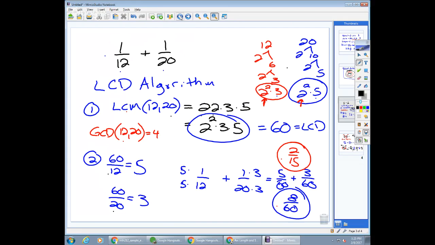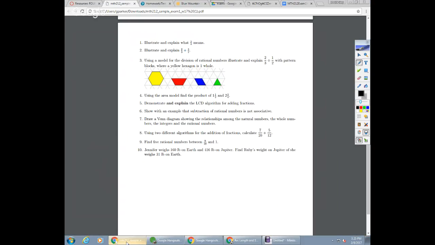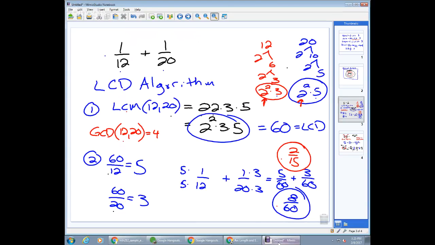I don't understand on this one where it says illustrate and explain 2/3 plus 3/2. I don't understand how you can have 3 of 2. I know that on the thing you put it like that, 2/3 plus 3/2, number 2. All right, so illustrate and explain 2/3 plus 3/2.